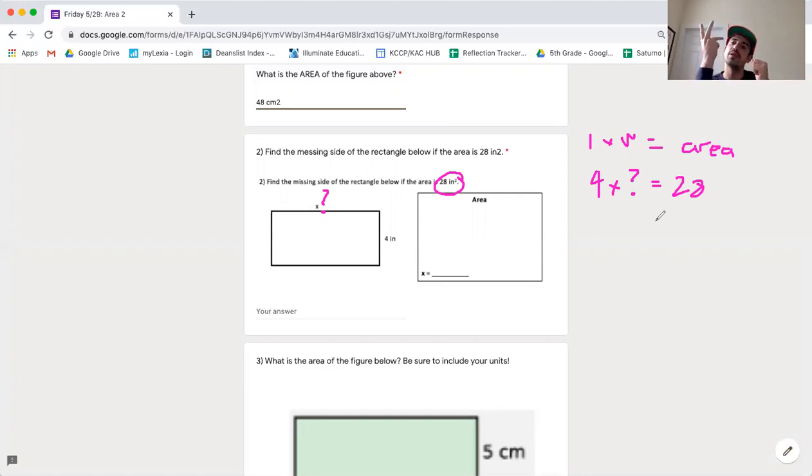4, 8, 12, 16, 20, 24, 28. 1, 2, 3, 4, 5, 6, 7. 4 times 7 equals 28, which means the side length has to be 7 inches.